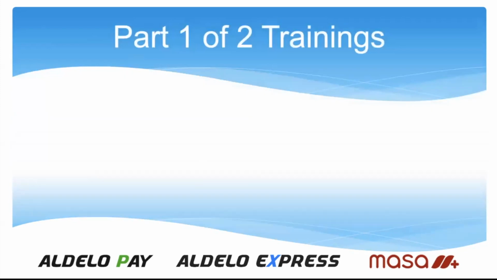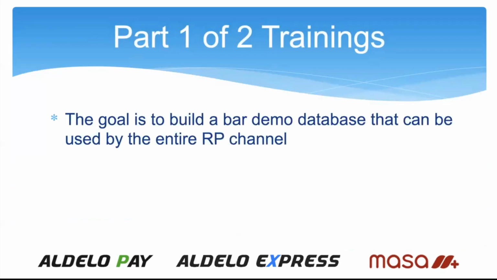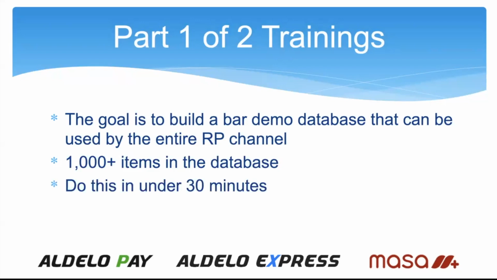This is going to be a two-part training. So we're going to do the first part today, second part next week. The goal is to build a bar demo database. We're looking at our sample databases, and we really don't have a specific bar demo. So we're going to build a bar demo between today and next week that will have over 1,000 items in that database. Our goal is to do it under 30 minutes. So let's see how we can do that.